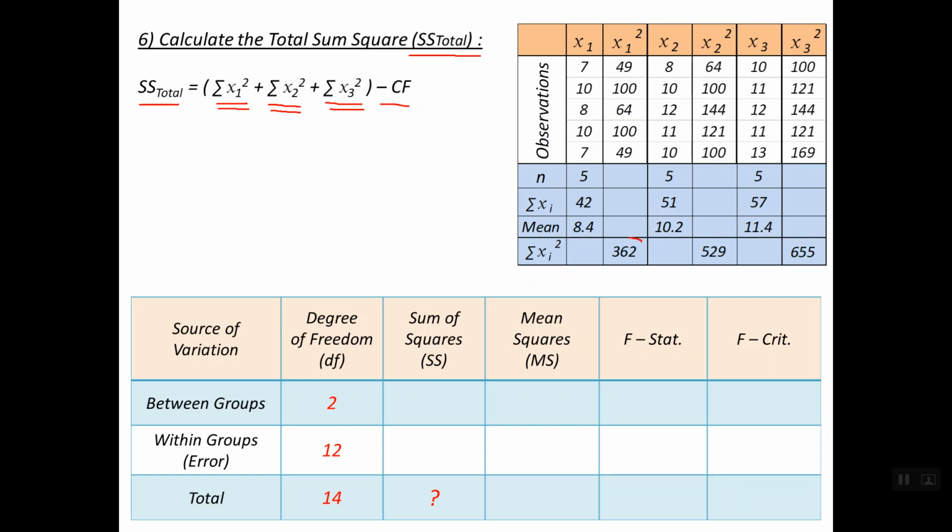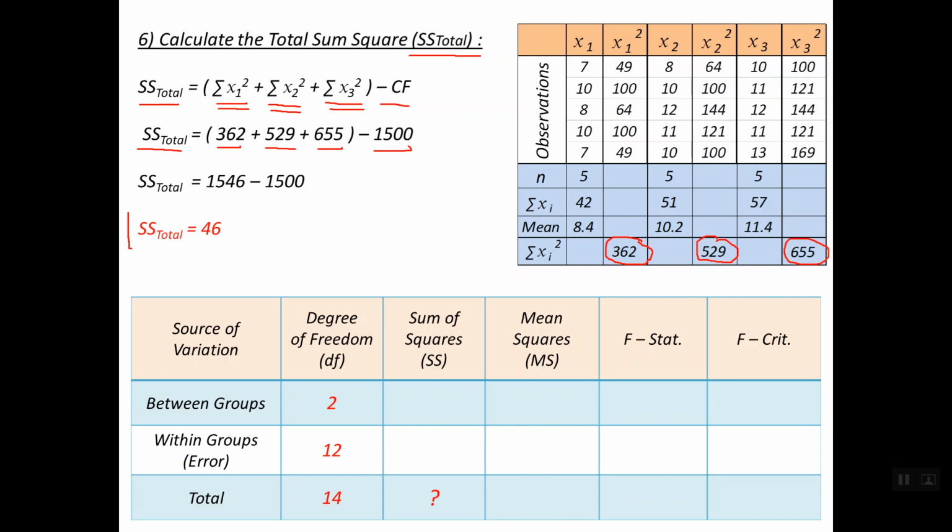In the table here, we already calculated the summation of the squares of the observations. This is for operator number 1, this is for operator number 2, and this is for operator number 3. So if we proceed and substitute, this is for the first operator, this is for the second, and this is for the third. From all of these we subtract 1500. So simply we can get the value of SS total, which is equal to 46. Sum of squares total.